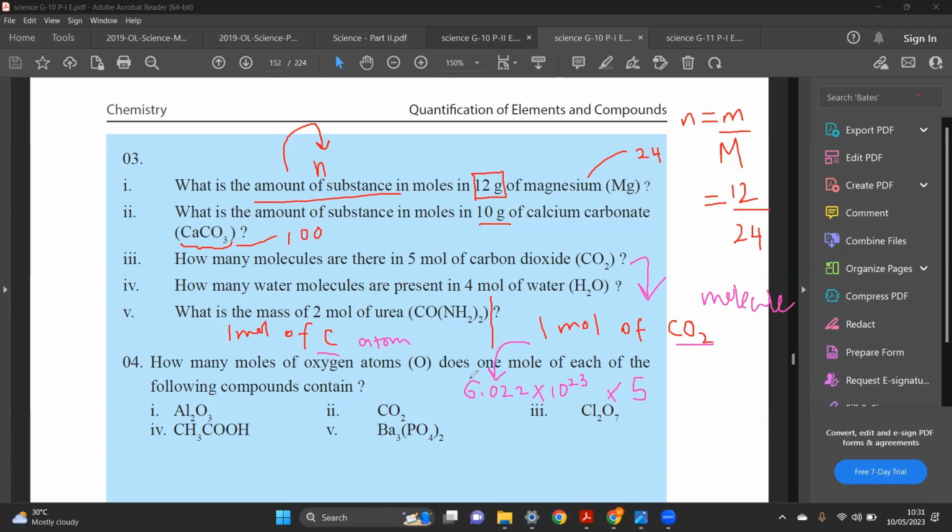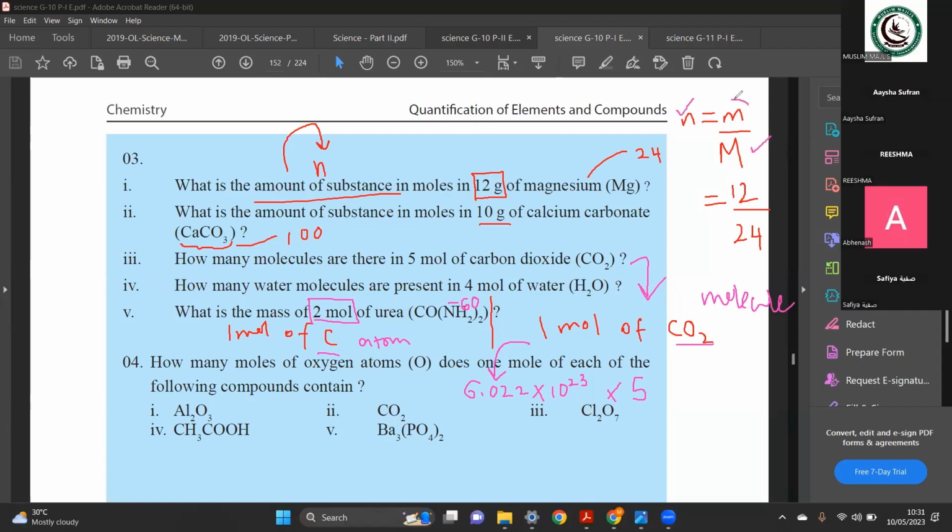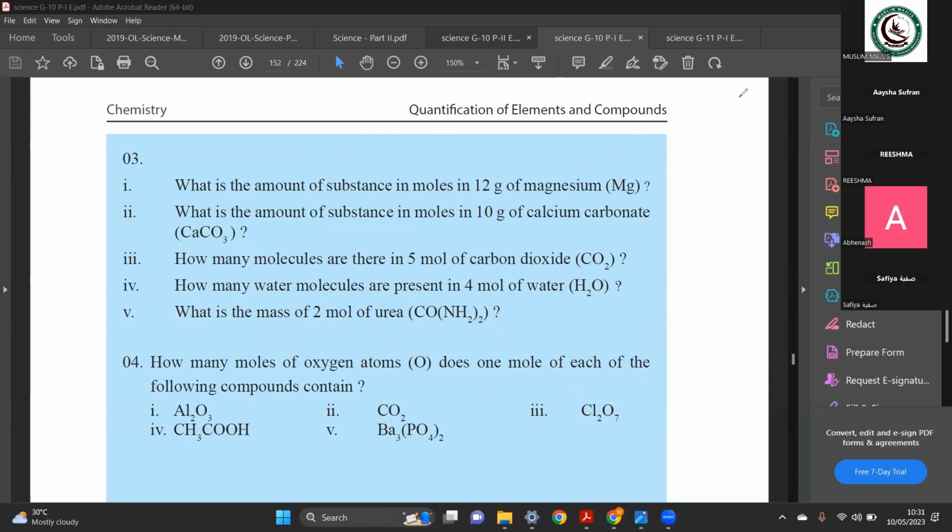And then finally, what is the mass of 2 moles of urea? So in this situation, they've given you the number of moles. So n is done. Molar mass is always given to you for urea. I think it's 60. So you can substitute this and this in your equation and find m. So I hope that clears your question.